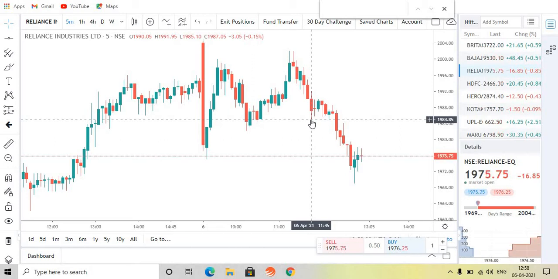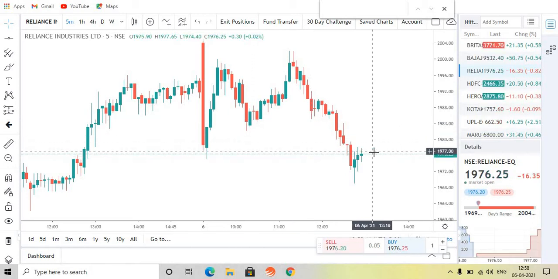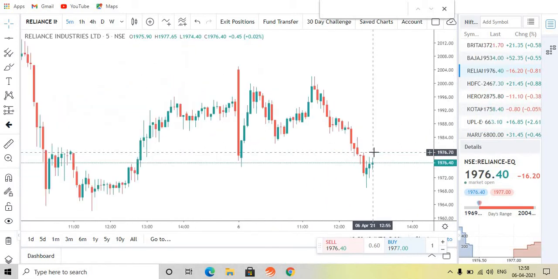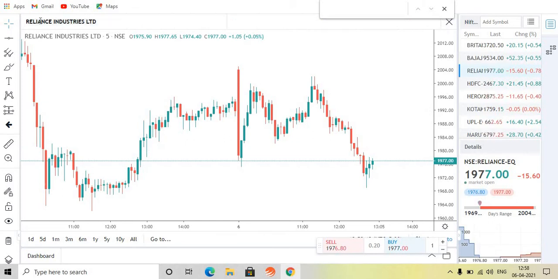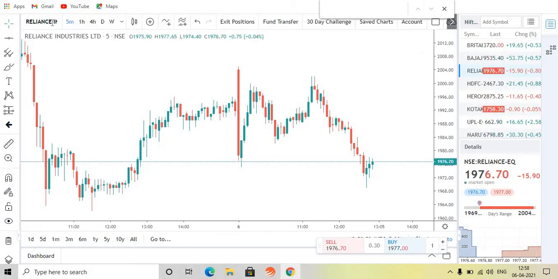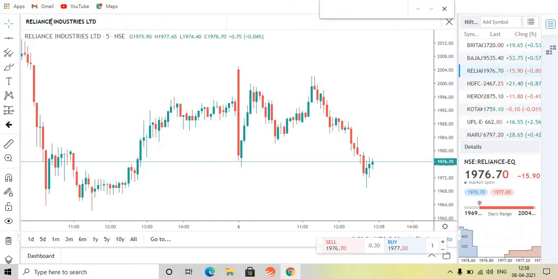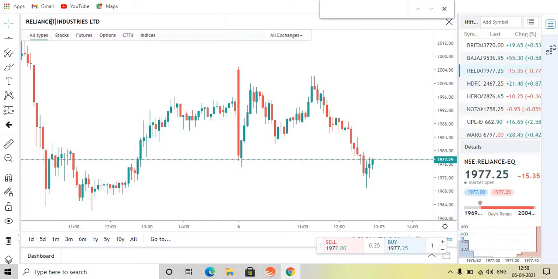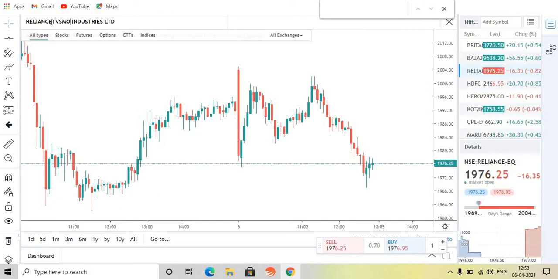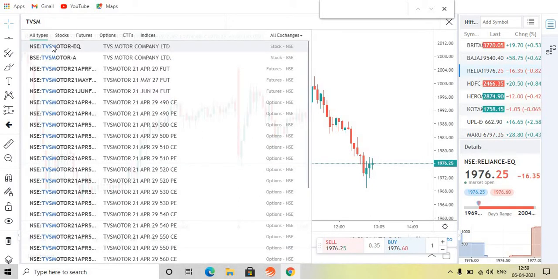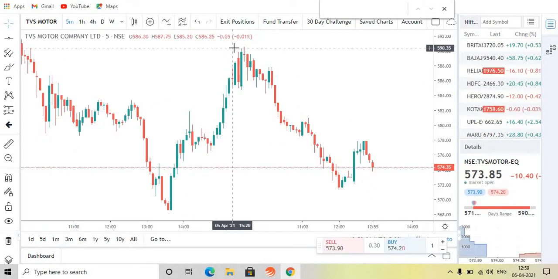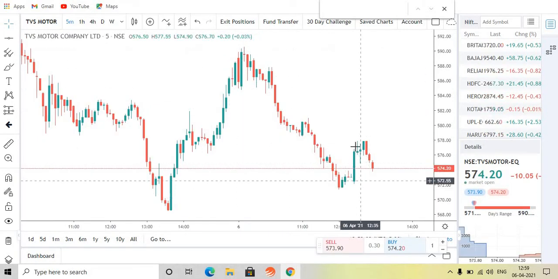So let's not waste our time and see how we can add the indicators in Fyers. This is the Fyers window which I have opened here. The stock name is Reliance. If you want to change the name, you can type in whatever stock you want. Say, for example, if I want TVS Motor, I just type in TVS Motor, and the stock of TVS Motor will show up here.